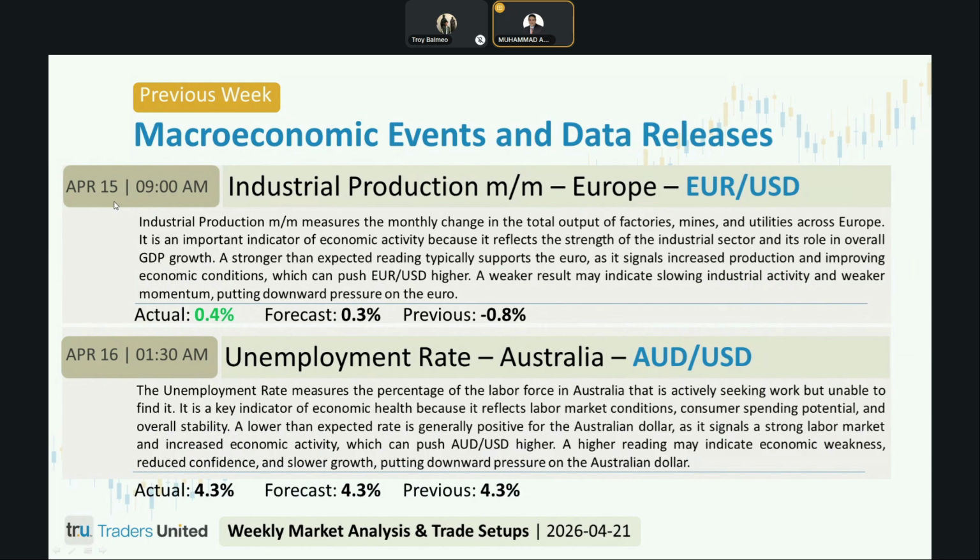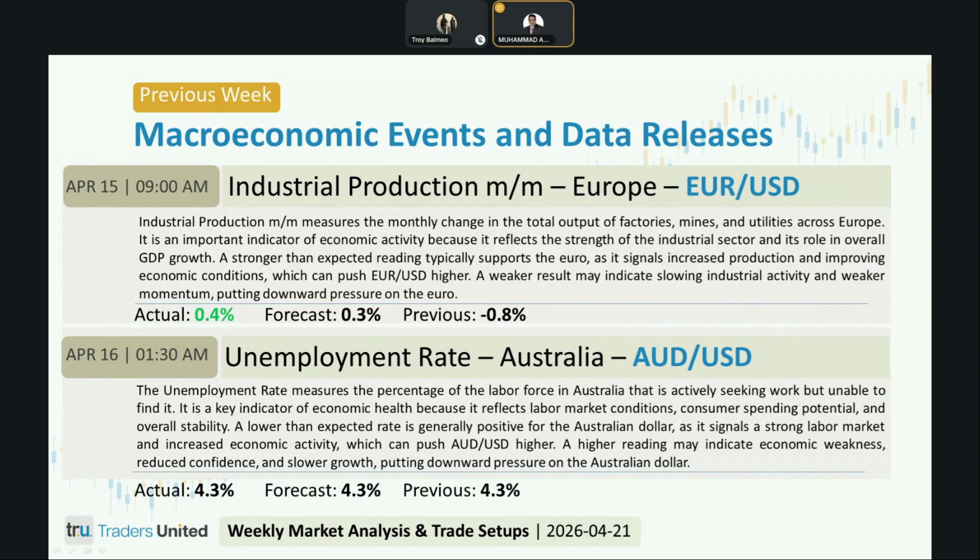On April 15th at 9 a.m. UTC time, we got the news announcement: industrial production month over month in Europe. The currency pair is the euro dollar currency pair. So, what is industrial production M over M? M over M means month over month.